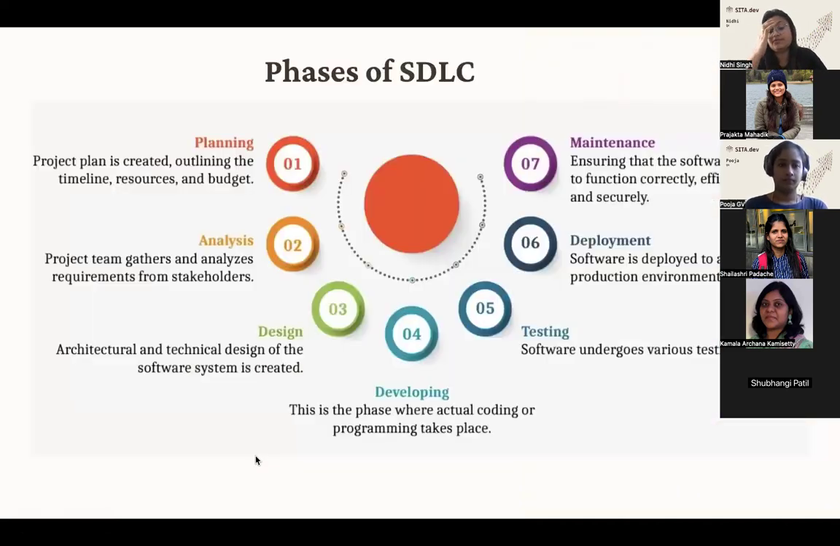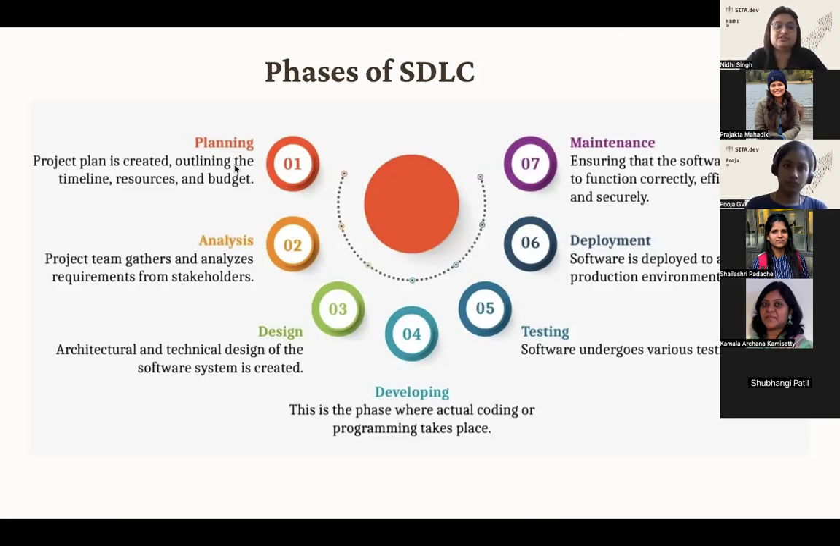Next are the phases of the SDLC. SDLC has specific defined phases, so let's take a closer look at them. SDLC has 7 major phases: planning, analysis, design, development, implementation, testing, deployment, and maintenance. So these are the phases of the SDLC.